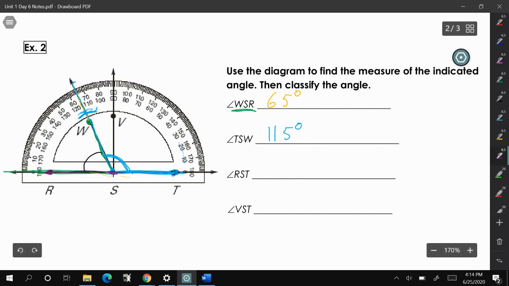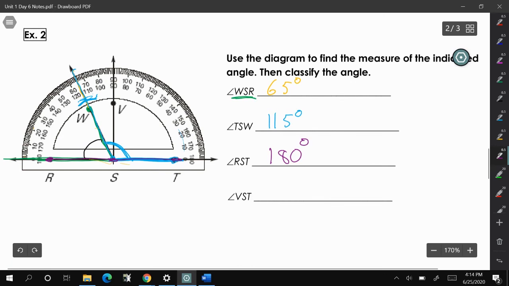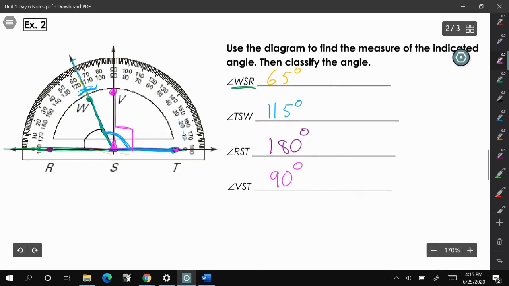Then angle RST. Well, RST is a straight line. That's 180 degrees. And then angle VST. Let's look at VST. That is a perfect corner, making this 90 degrees. So using a protractor isn't all that difficult once you've actually had some practice doing it.